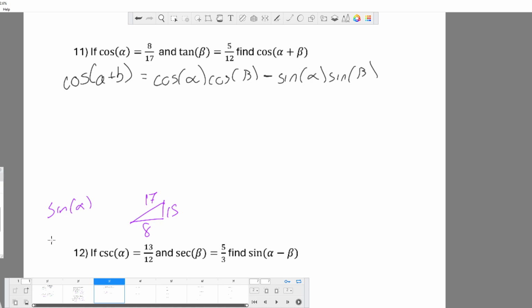So that way, if we want to know sine of this, sine is opposite over hypotenuse, so we know that sine is 15 over 17. Tangent, it's kind of the same idea. So we actually need to figure out both from here. We're actually needing to figure out sine of beta and cosine of beta.